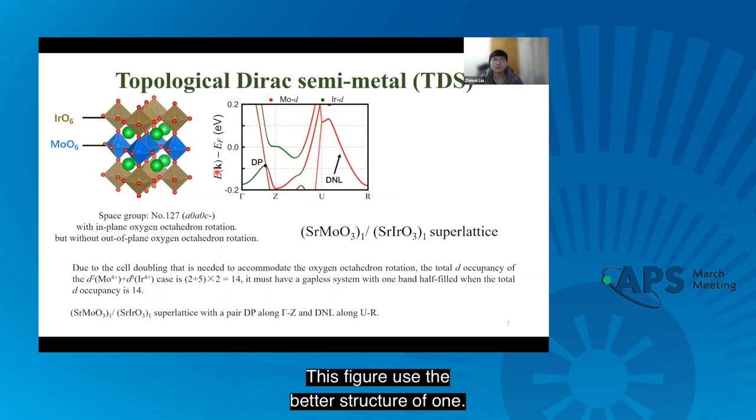This figure shows the band structure of the 1-1 superlattice with SOC. We can find the highest valence bands and the lowest conduction bands have band crossing along gamma to Z and form a Dirac point. The Dirac point is near the Fermi level.